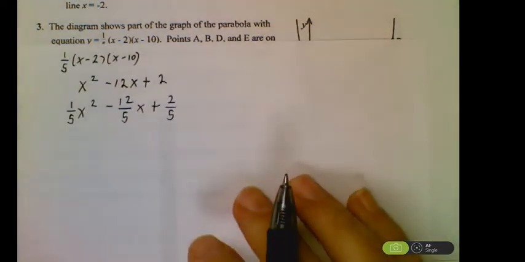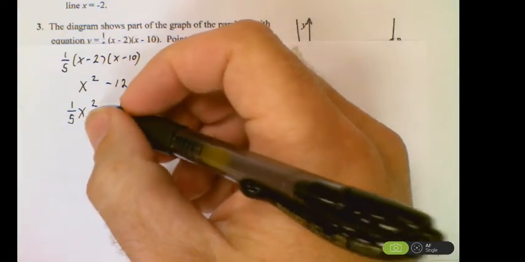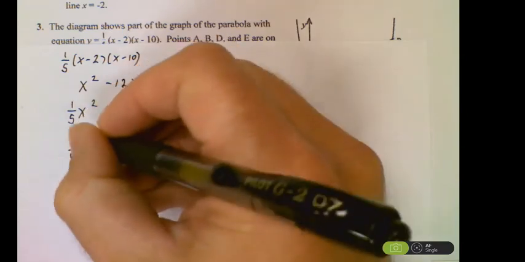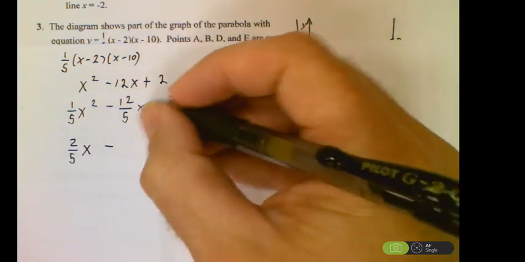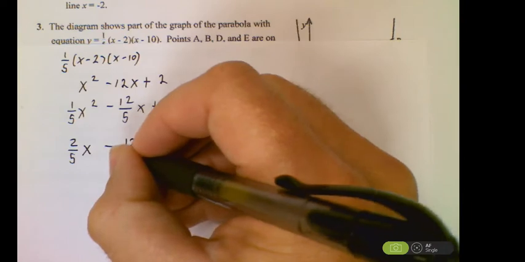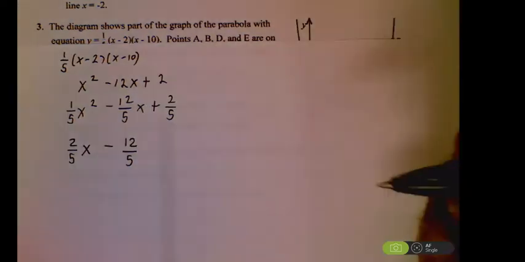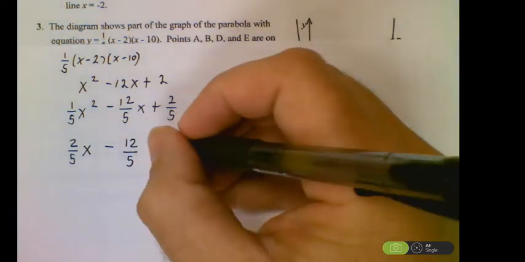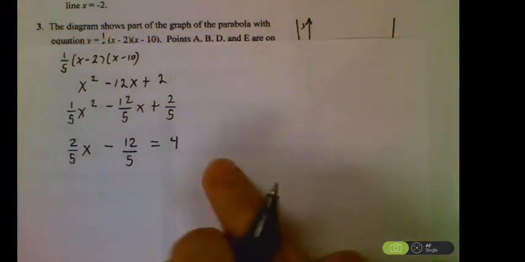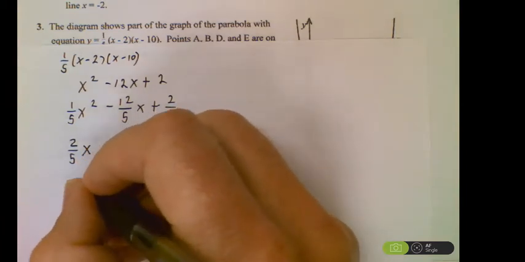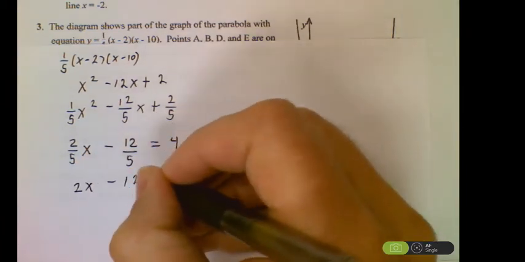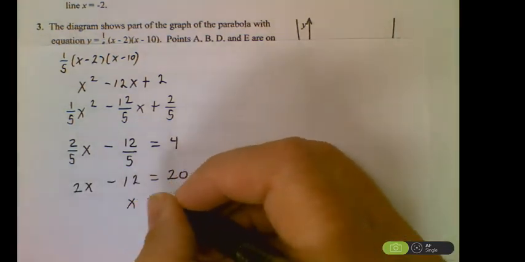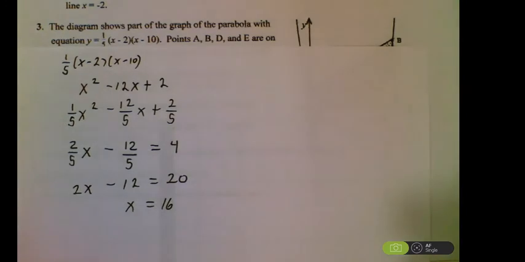Now if I do my derivative, multiply the 2 to the front and subtract 1 from your exponent; multiply the 1 to the front and subtract 1 from the exponent, so x goes away; your constant goes away. I know that's the derivative, and I'm setting it equal to 4. Multiply everything through by 5, so you've got 2x minus 12 equals 20. Add the 12, divide by 2, and it looks like x equals 16. So we know the x coordinate is 16.